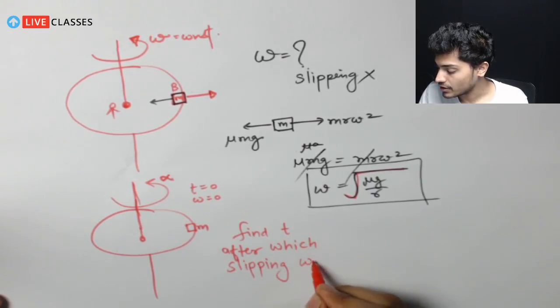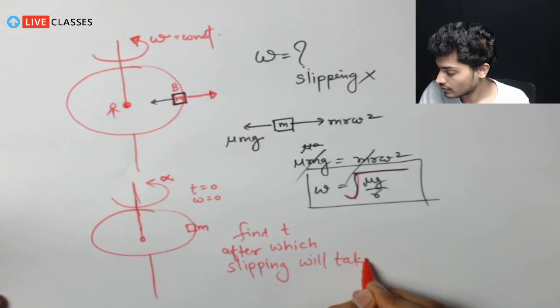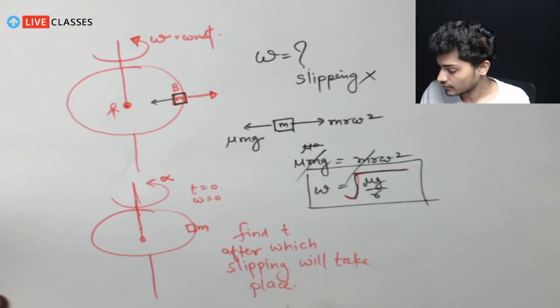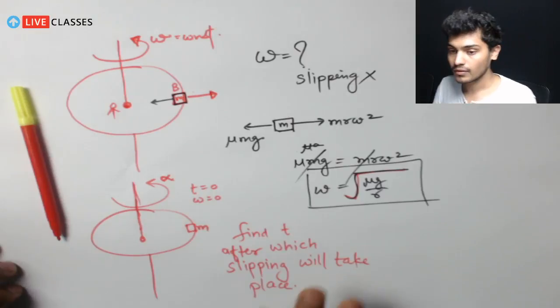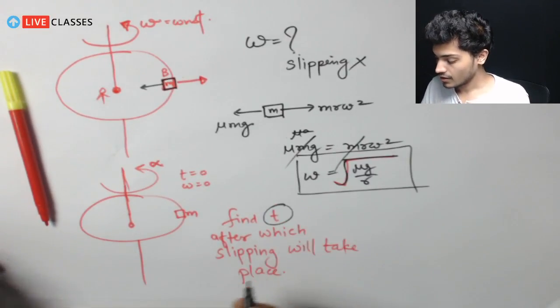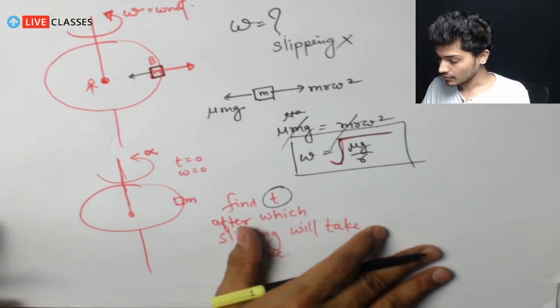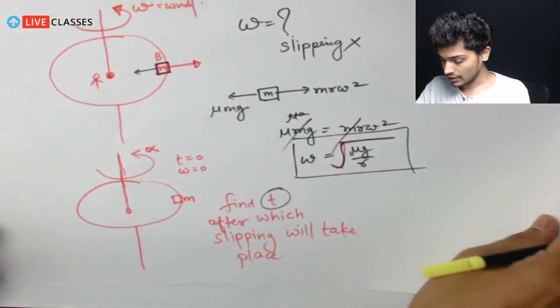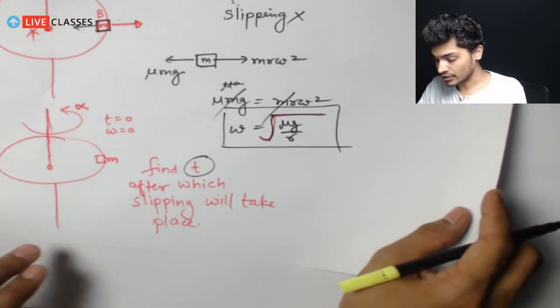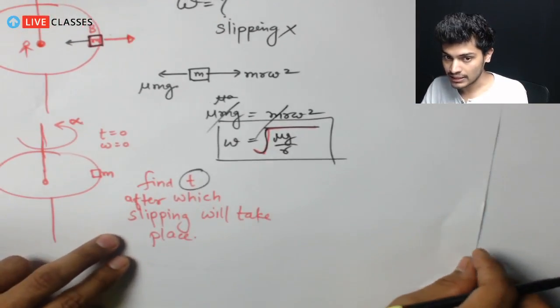After which slipping will take place, right? So here what will be the scene? Here we are given constant angular acceleration. So what will happen in this case?